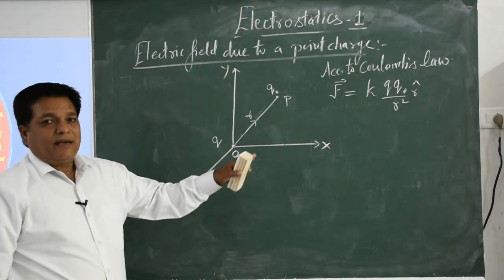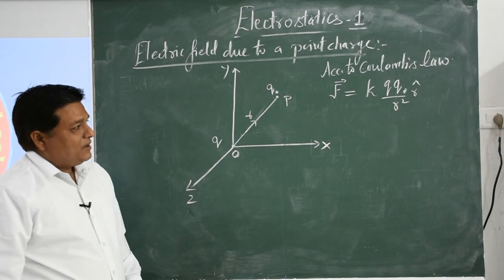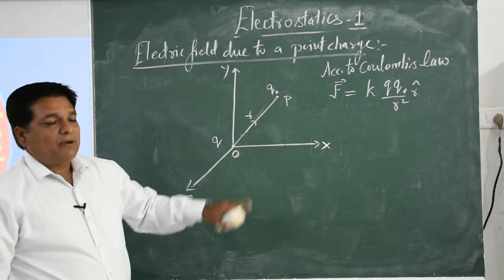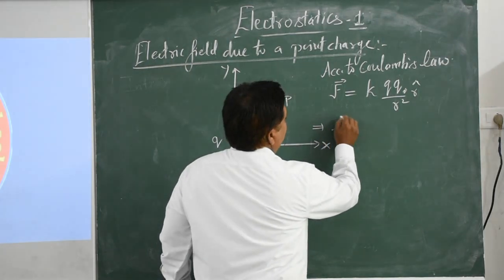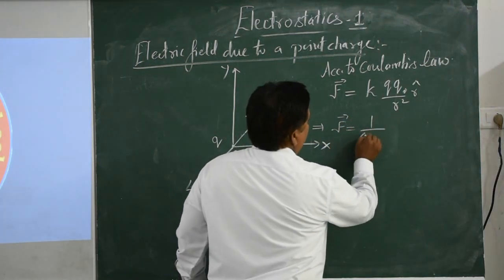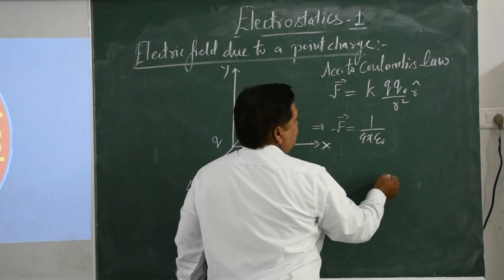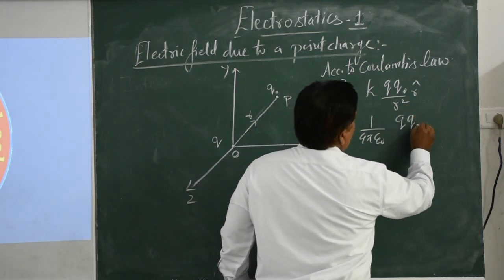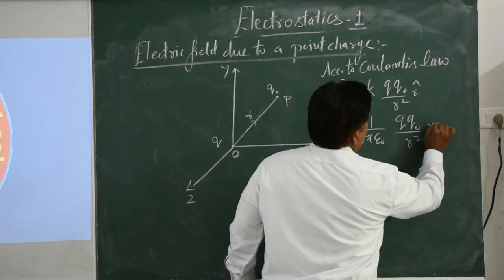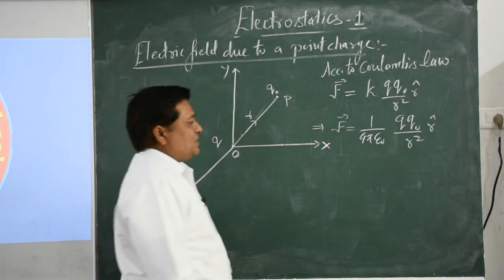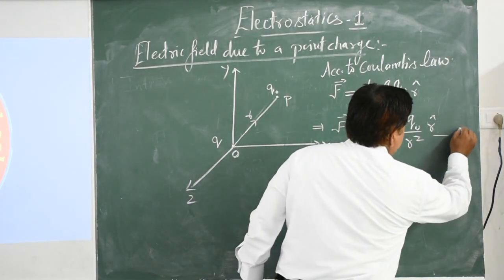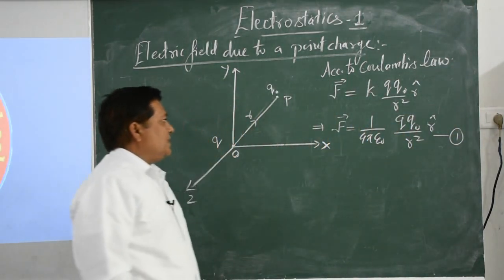What is k? You know that you have already studied Coulomb's law. K is the constant 1 by 4 pi epsilon naught. So we can extend this term as force F is equal to 1 by 4 pi epsilon naught q q naught upon r square into unit vector r. This is considered to be equation number first.